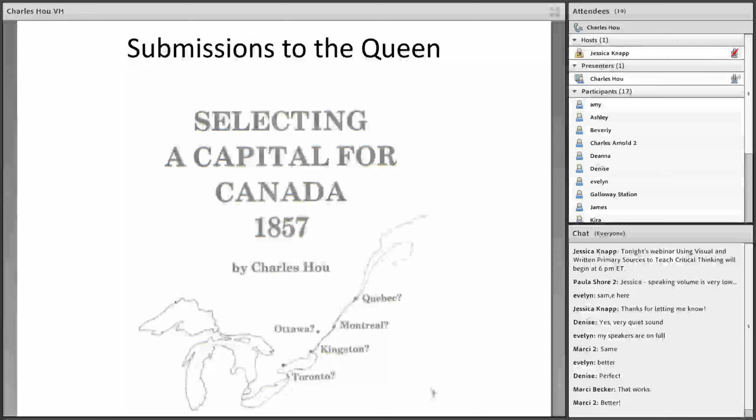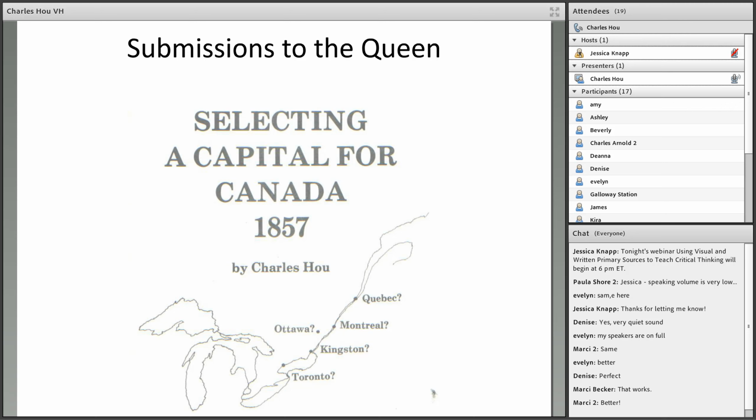Another set of documents I worked on was selecting a capital for Canada. This was kind of interesting. There were 5 biased points of view. Each city was asked to write a 2,000-word essay explaining why it should become the capital of Canada. And what I found really interesting, they all claimed to be in the exact center of Canada, and they all claimed to be the easiest defended site in Canada.